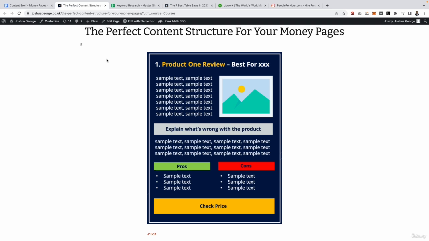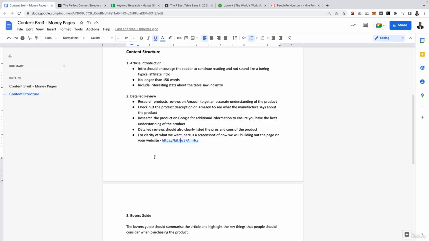If you click this link, it will open up the image you saw from the previous slide, which was the perfect content structure for your money pages. So you're more than welcome to go ahead and use this image. Don't worry, I'm not going to sue anyone for intellectual property rights. You are all more than welcome to use this image when you are hiring content writers.